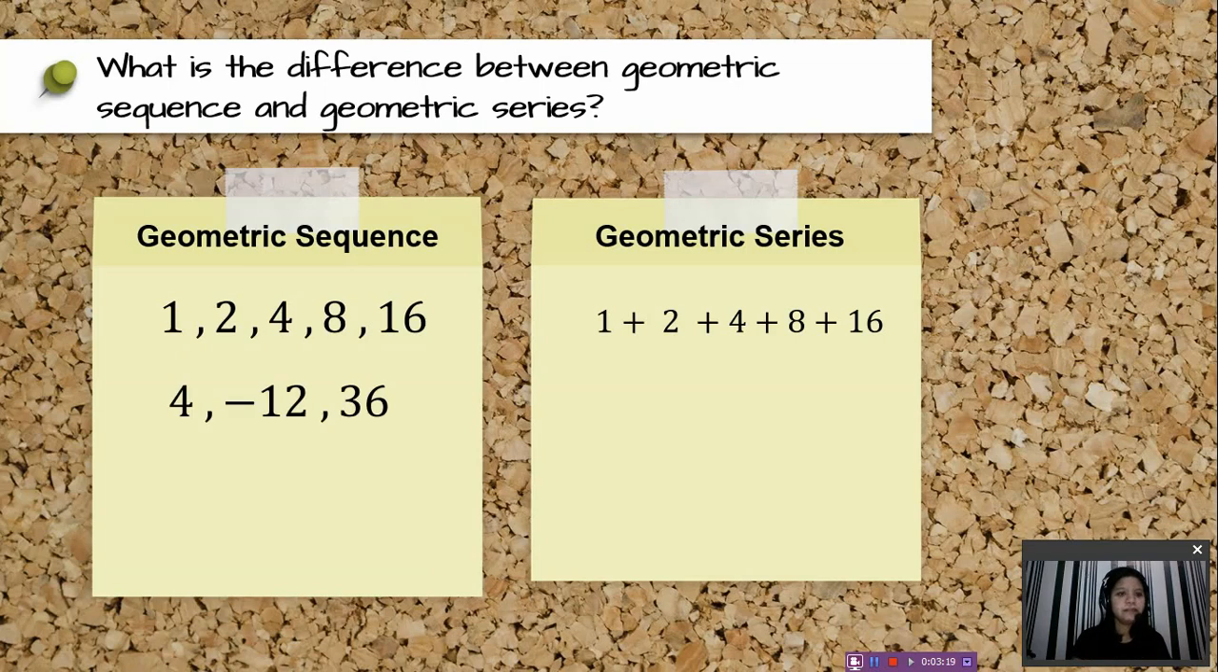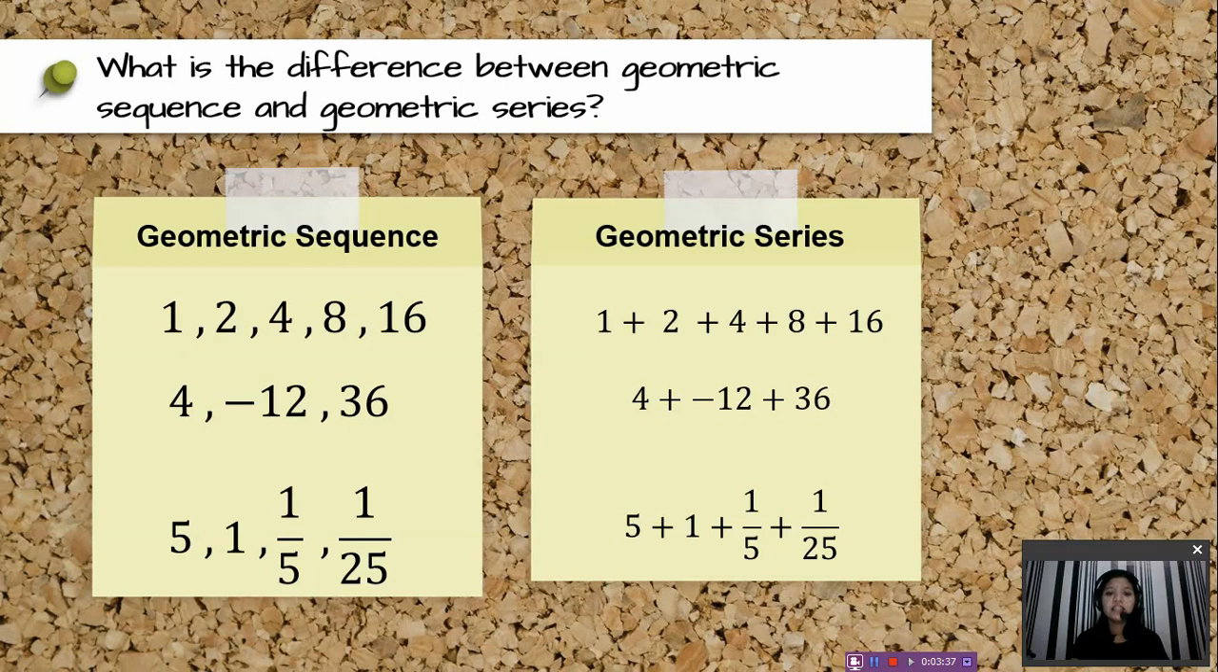Another example, 4, negative 12, and 36. That is 4 plus negative 12 plus 36. Lastly, 5, 1, 1 over 5, and 1 over 25. That is 5 plus 1 plus 1/5 plus 1 over 25.